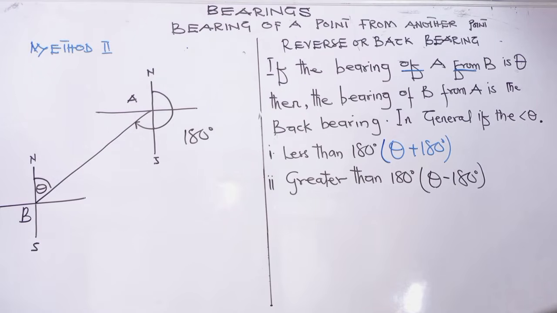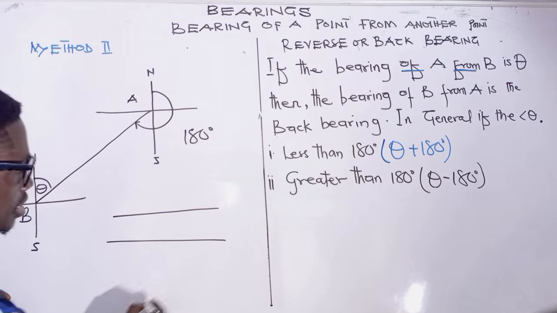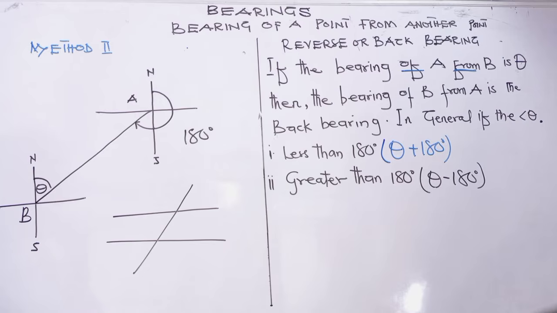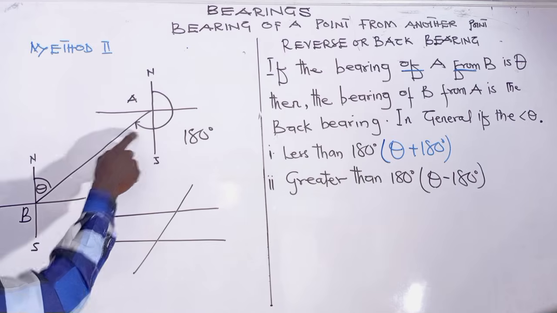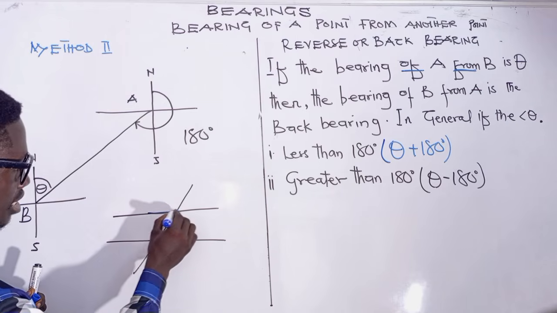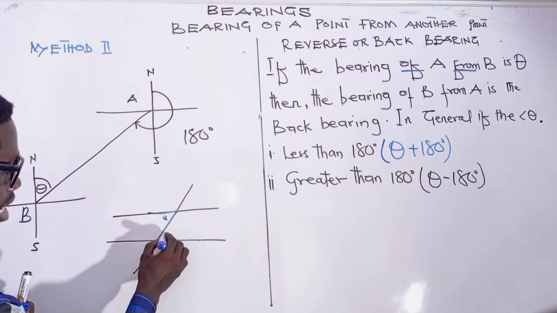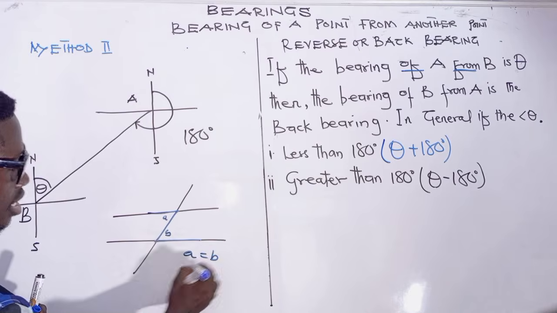In angles, we learned about angle properties of parallel lines, which says that when you have two or more parallel lines being intersected by a transversal line, certain angle properties are formed. One of them is the alternate angle. So we are going to apply the alternate angle concept to find this particular angle. The alternate angle takes the shape of Z. So we have the Z shape here. This means that the angle from here, let's say A, is equal to the angle from here. So you can see that A is equal to B.